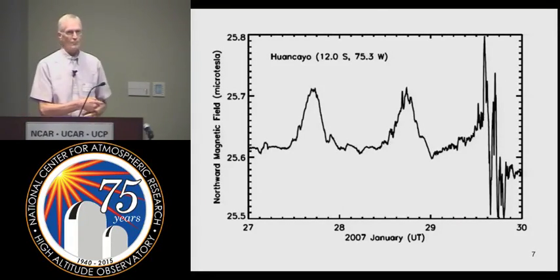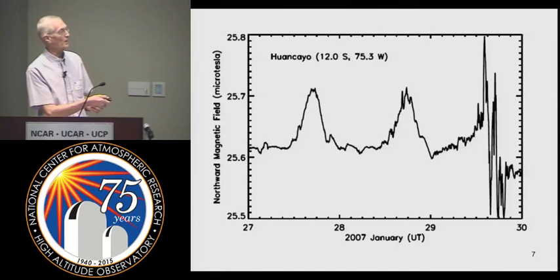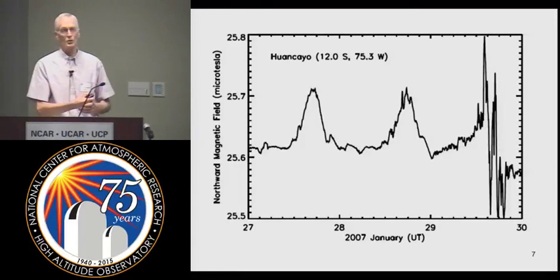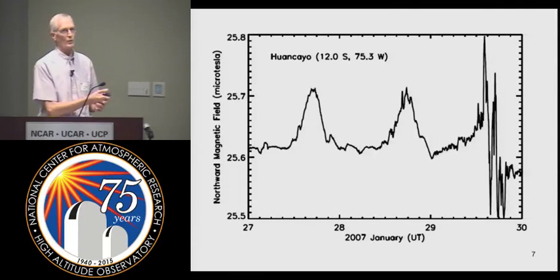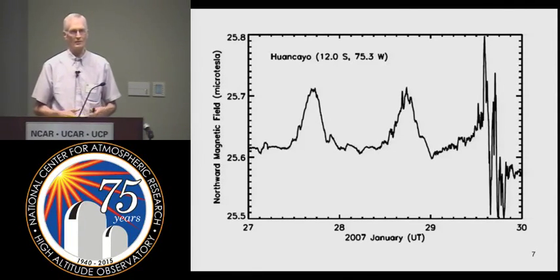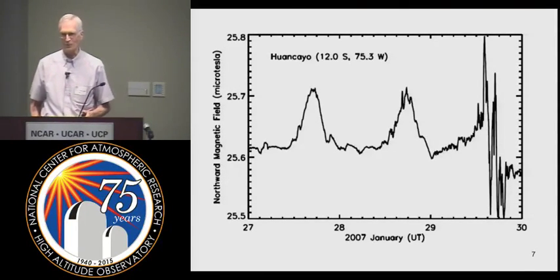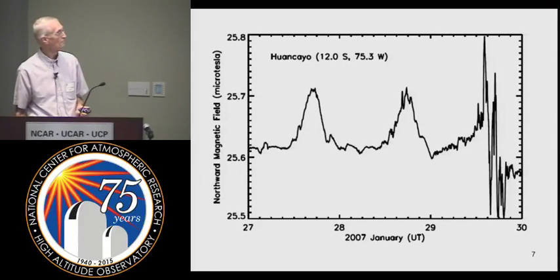This is just an example of a more modern day magnetogram, a magnetic trace for 3 days, showing the regular daily variations, at a station in Peru, and showing what happens when a magnetic storm hits. It's an obvious disturbance that comes about.